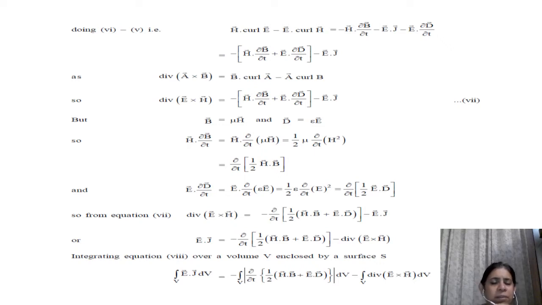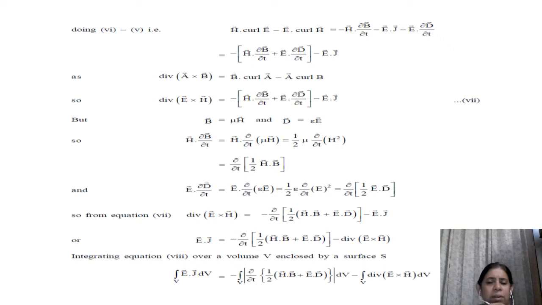On the left hand side of this equation, H dot curl E minus E dot curl H, we use a mathematical identity from vector analysis: divergence of A cross B is equal to B dot curl A minus A dot curl B. Instead of A and B, here we have E and H. So divergence of E cross H is equal to H dot curl E minus E dot curl H. So the left hand side in the first equation is replaced by divergence of E cross H, and the right hand side is written in the same way.